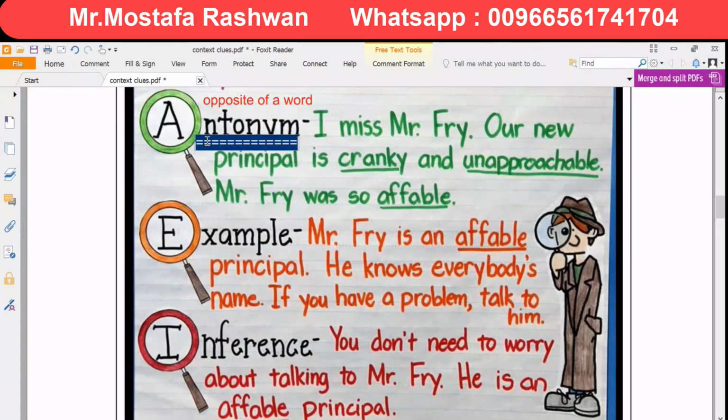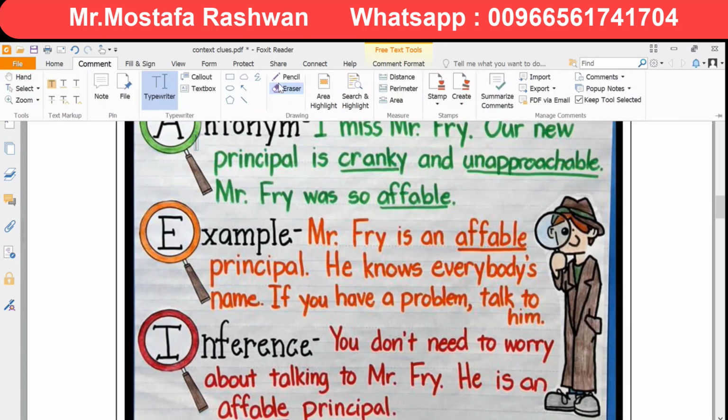Who was reading this example? I'll read. I miss Mr. Fry, our new principal is cranky and unapproachable. Mr. Fry was so affable. Yes, thank you. Here, let's find antonyms for the word affable, which supposedly we don't know its meaning.